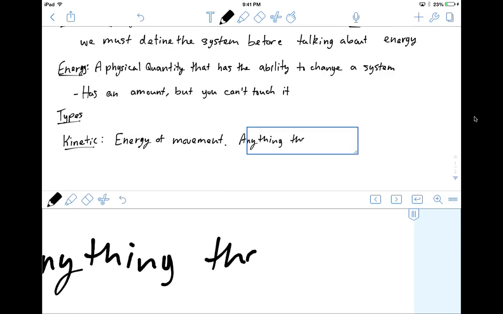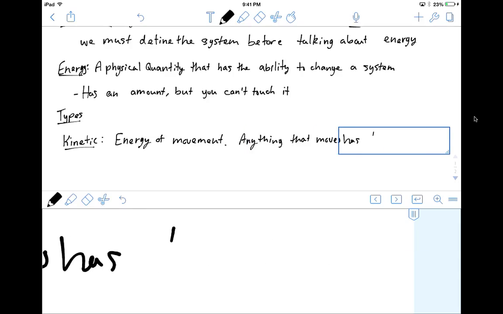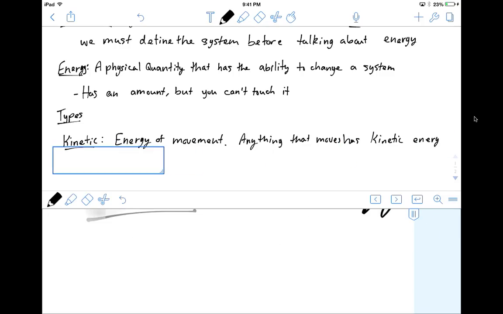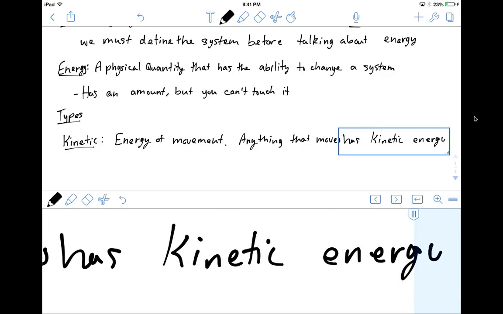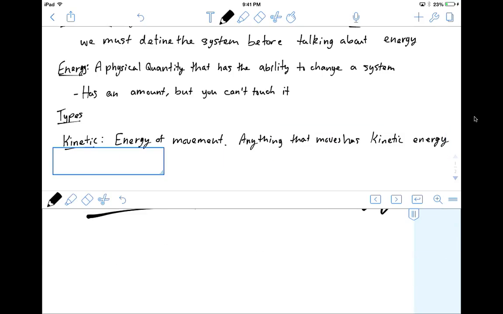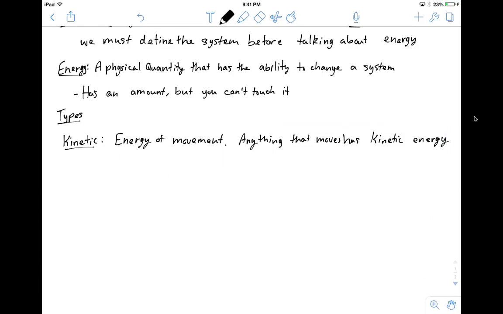Anything that moves has kinetic energy. So all moving objects have that energy. And if you think about it, we said energy is something that can cause change. Well, any moving object can cause change, especially if it hits something. So kinetic energy can cause change.